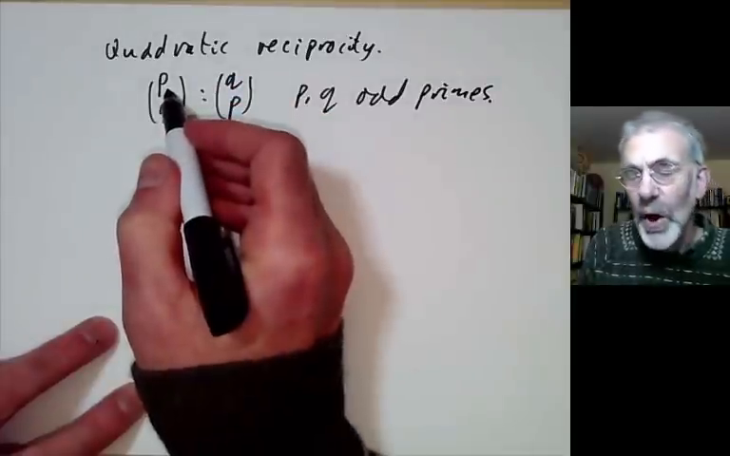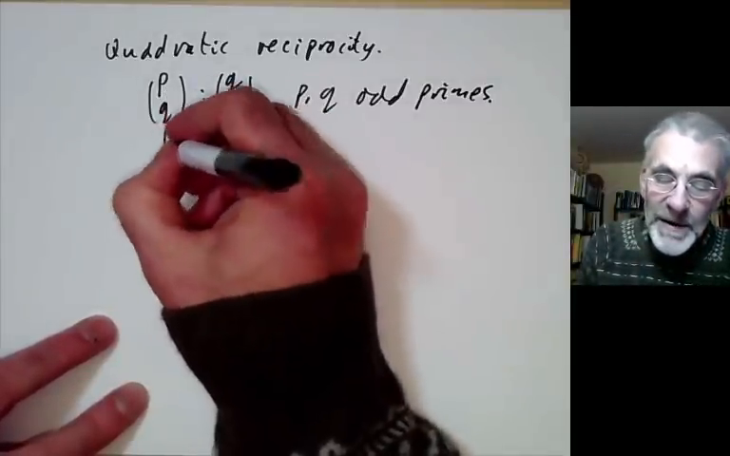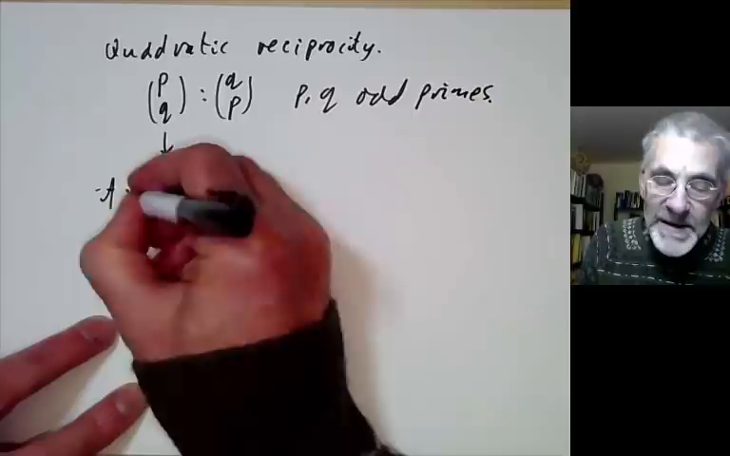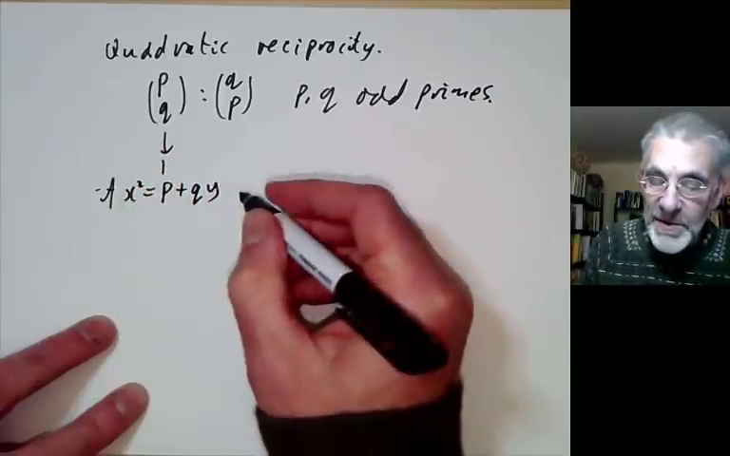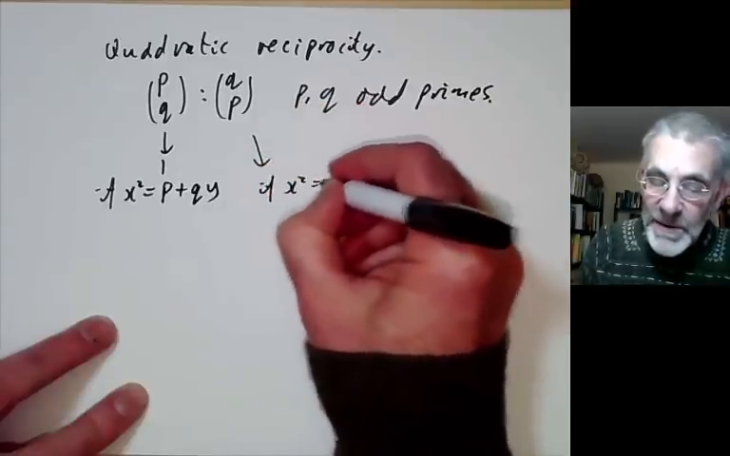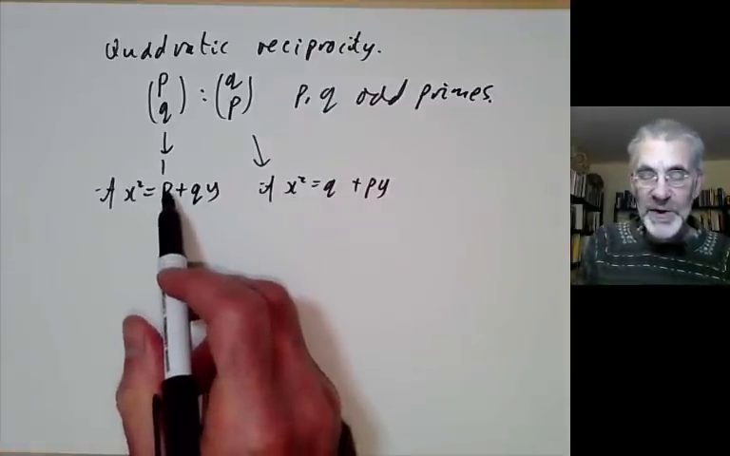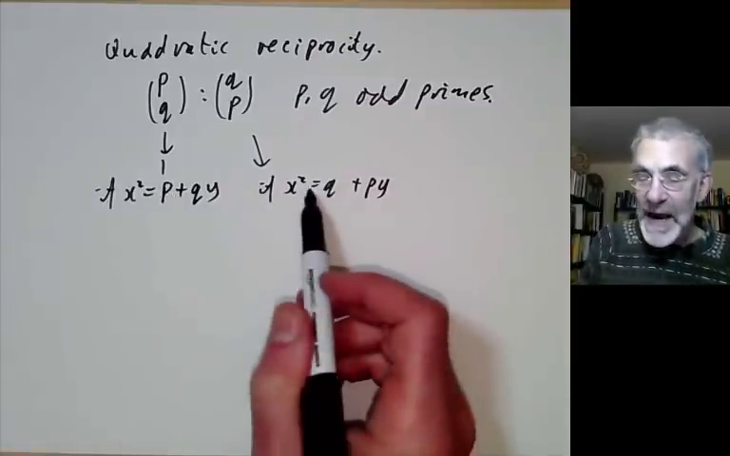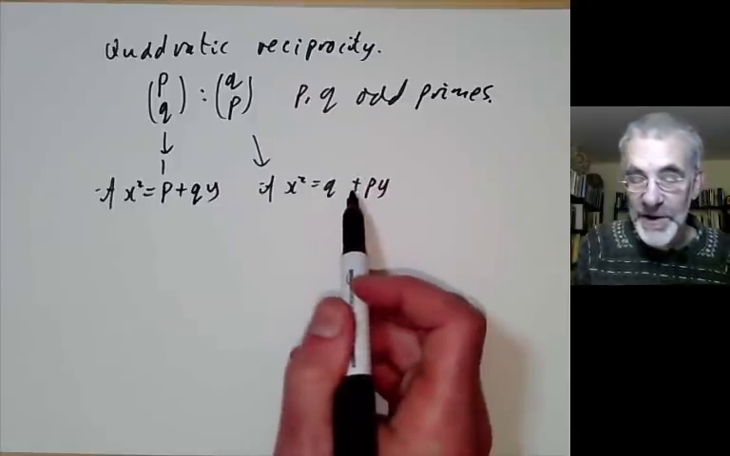And there's no obvious reason why these two should have anything to do with each other. So the first one is 1 if x squared equals p plus qy has a solution. And the other one is 1 if x squared equals q plus py has a solution. And if you've got a solution of this, there doesn't seem to be any obvious reason why there might or might not be a solution of this equation here.